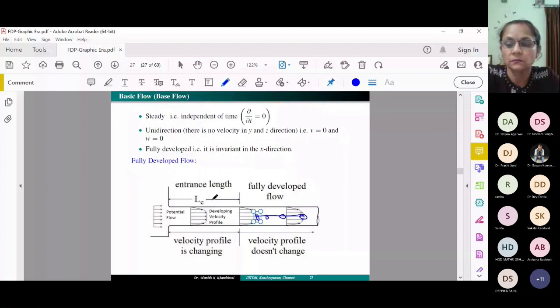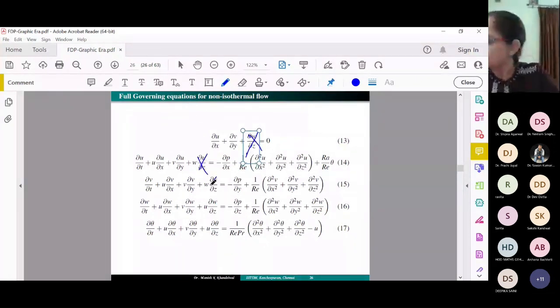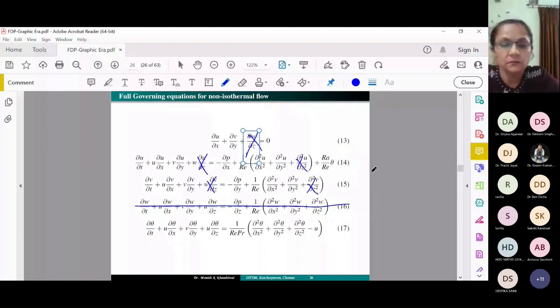Suppose it is a two-dimensional case, then the W terms will not come, and this equation will not come. In the two-dimensional case we drop the third component, only this remains. Now unidirectional flow means V equal to 0 and U not equal to 0. If V equal to 0, there is no velocity in the V direction, so the change in the velocity is also 0. If we don't have a velocity, how is it possible to change? So that is also 0.